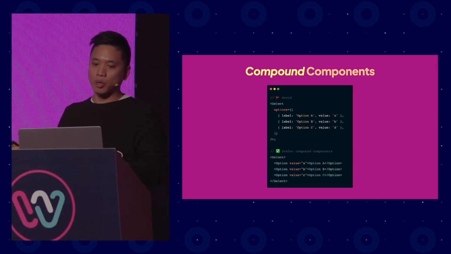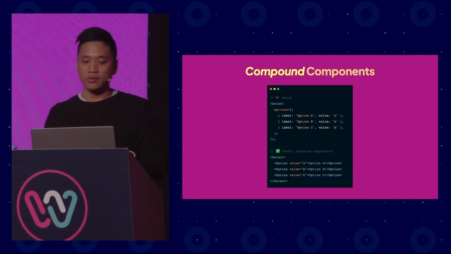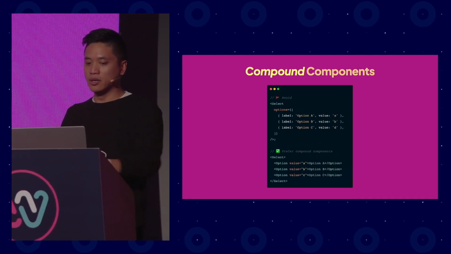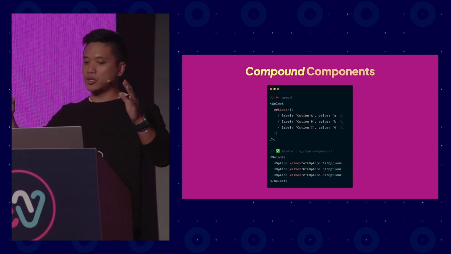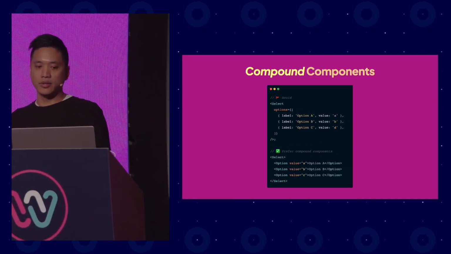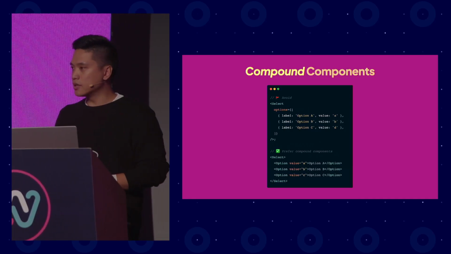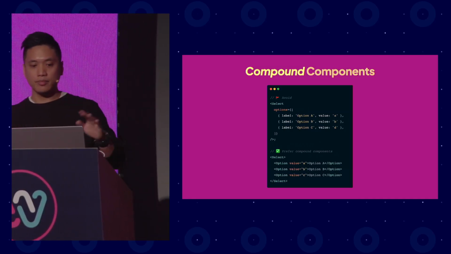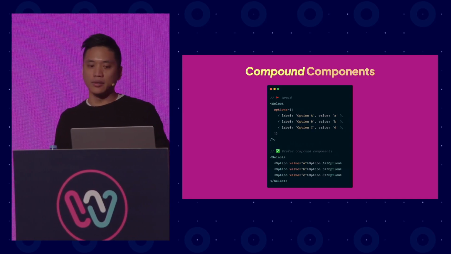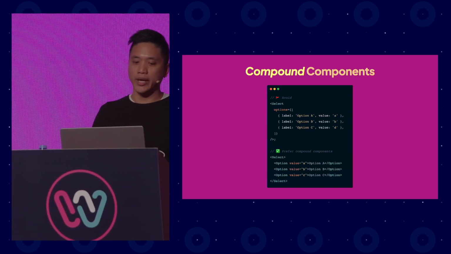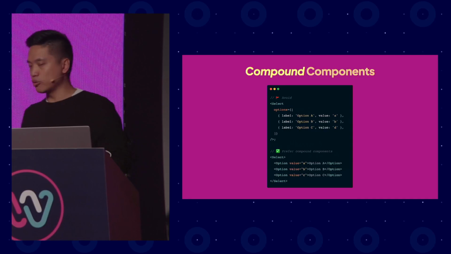Compound components are basically a group of related components that are composed together to form a larger and more complex component, which allows for greater flexibility and modularity. That is, the individual components can be used and composed in different ways to meet the needs of different situations.